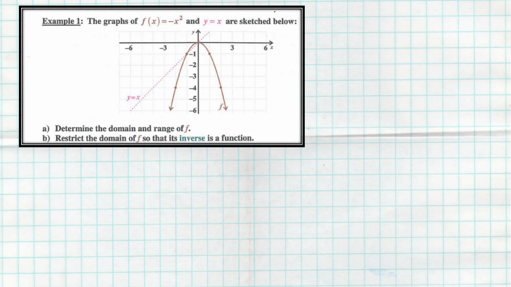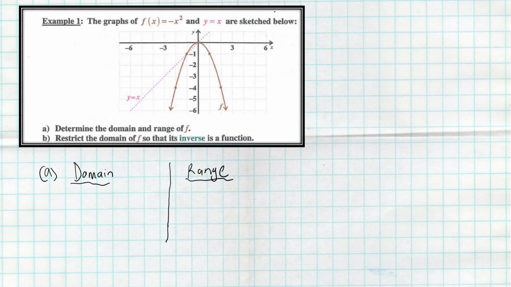Let's take a look at this example 1, just to enhance your understanding on restricting the domains in order to make the inverse function. Okay, so the first question, it says determine the domain and range of f. You are given f of x equals to minus x squared, and you are also given the line y equals to x. So A, it says determine the domain and range of f.